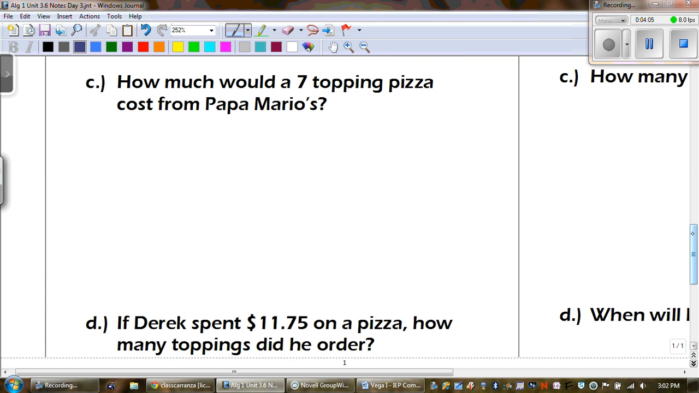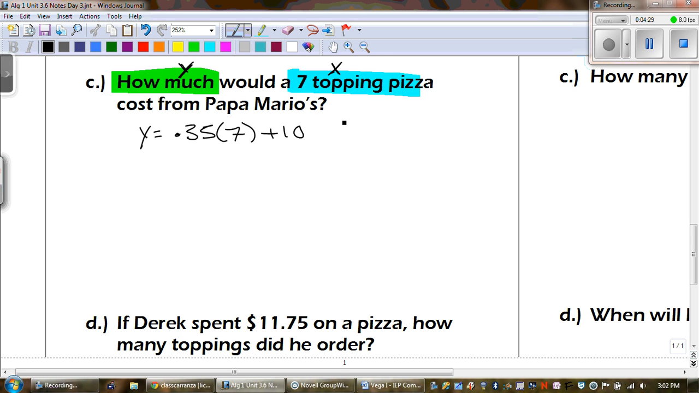Now, for C and D, we're going to relate to our equation that we just had. How much would 7 toppings cost? How much, that's money, they're talking about the y's right there, and the toppings was our x. So I don't know what y is, but I know if I plug in 7 to my equation, I'll figure it out. Okay, so 0.35 times 7 plus 10, do that all together, and you should get $12.45.